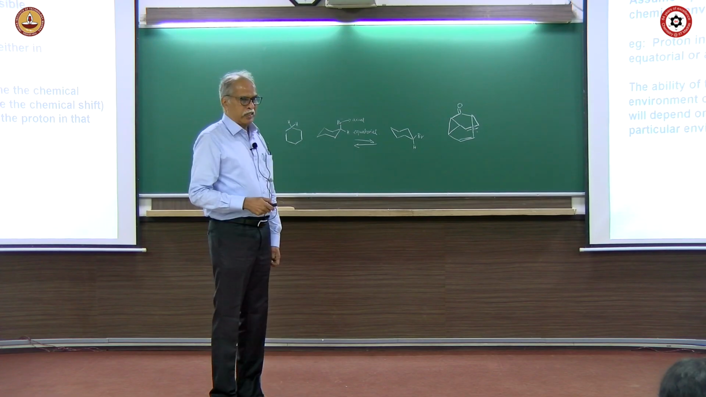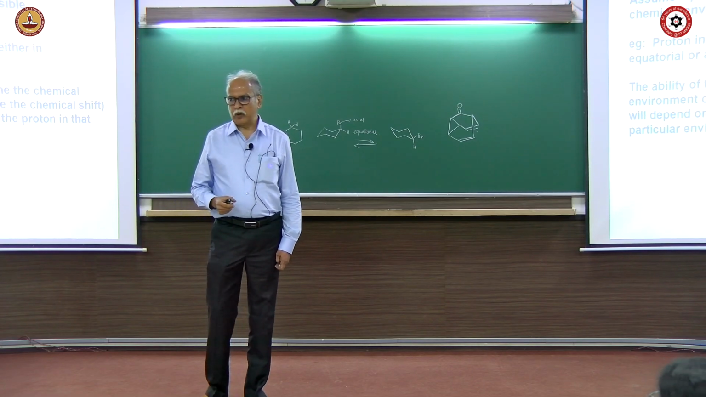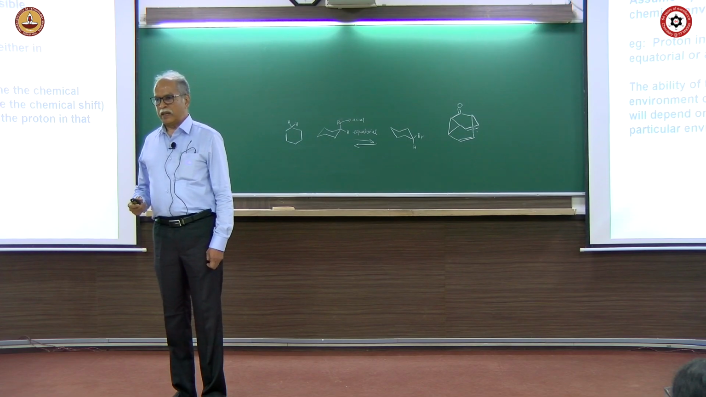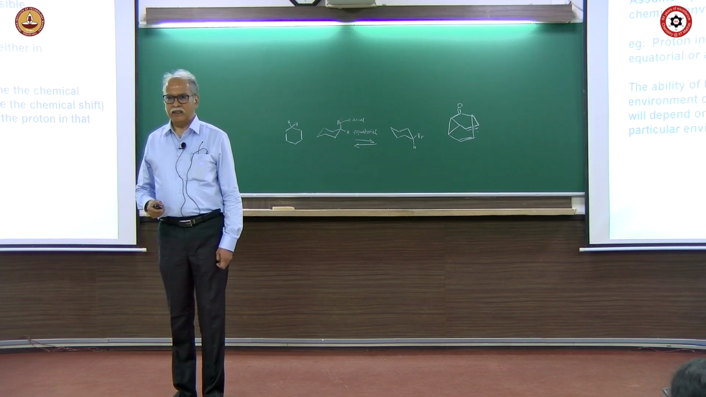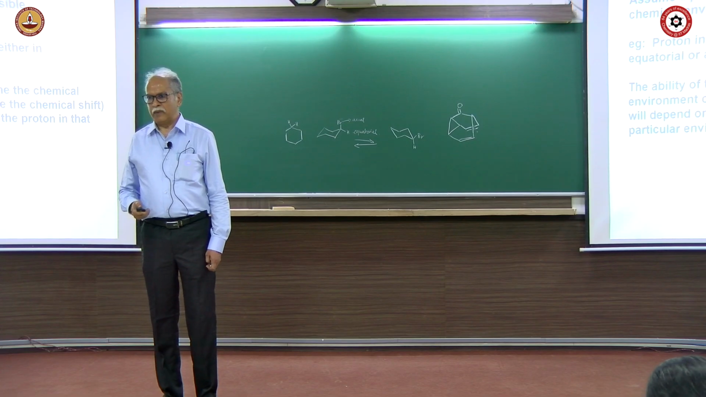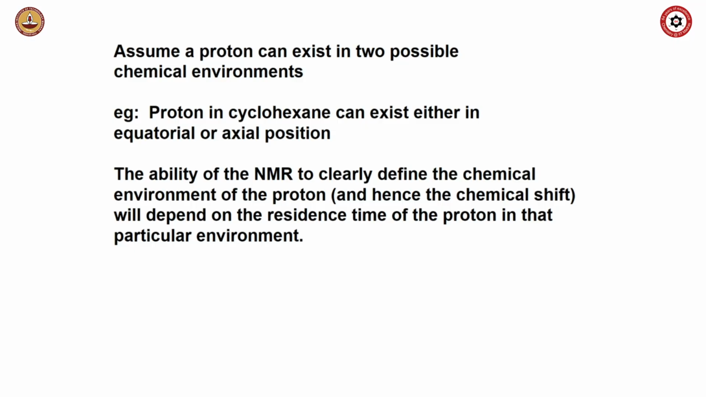Now, for NMR to distinguish two protons, you essentially need the two protons in two different chemical environments. What is chemical environment? Chemical environment is nothing but electron density. Chemical reactions are triggered by electron densities. So if you have two different electron densities, then the external magnet will have its own effect and you will get two different peaks in the NMR.